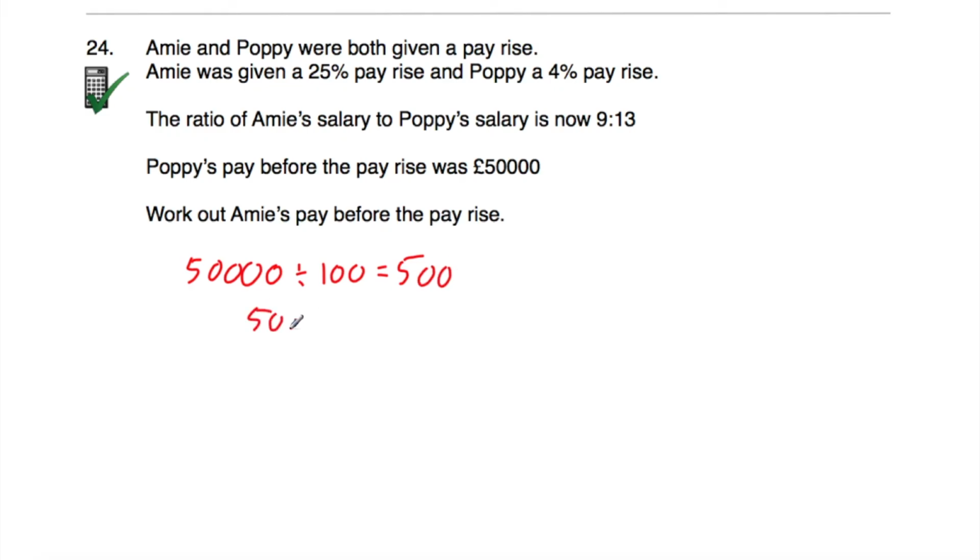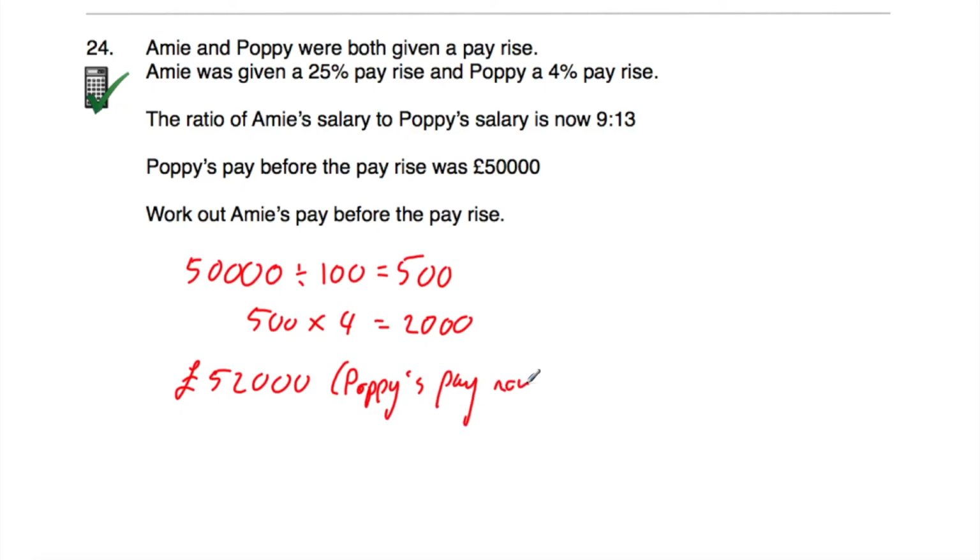And then we're going to times that by 4. Times by 4, that's equal to £2,000. So that means she's been given an extra £2,000, so Poppy's pay now is £52,000. That is Poppy's pay now. Okay, so that's how much Poppy's paid now.